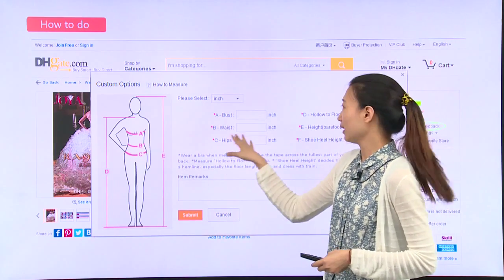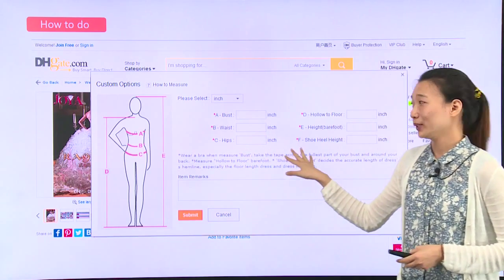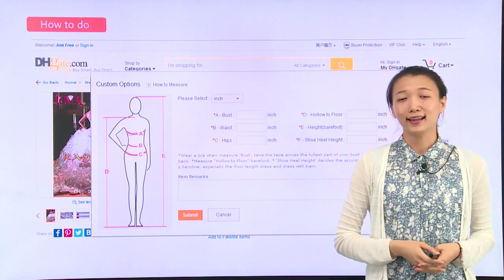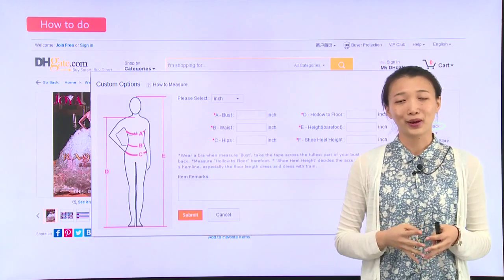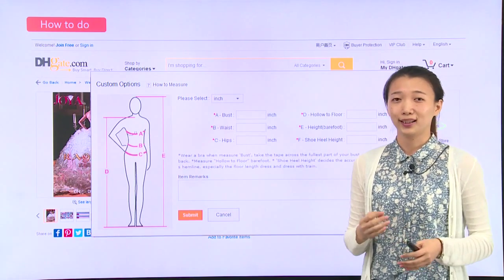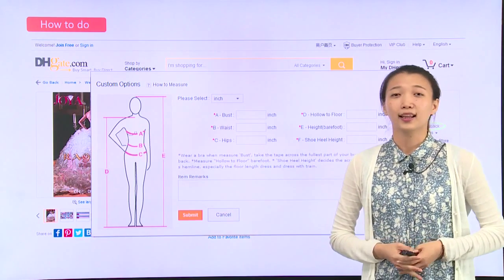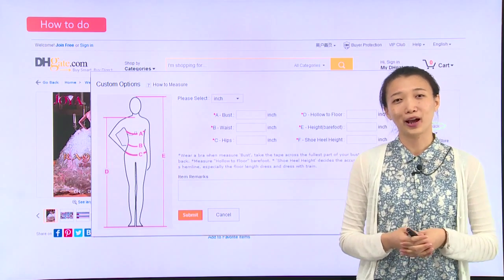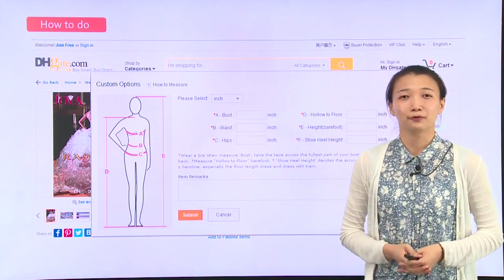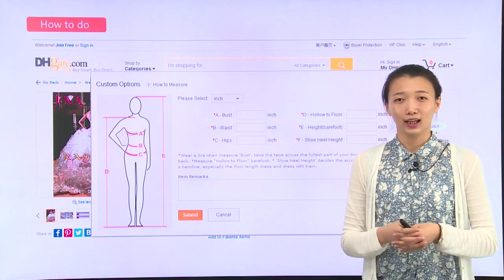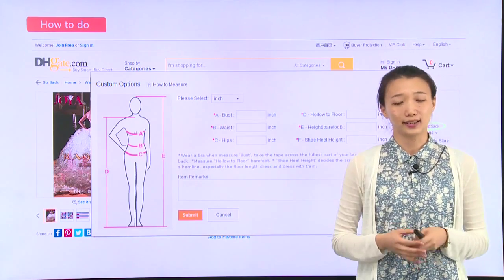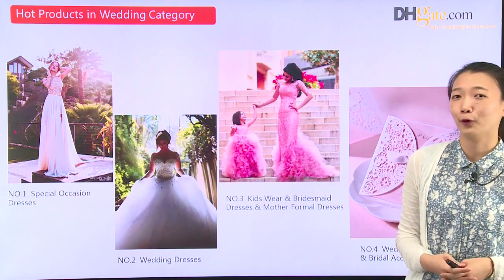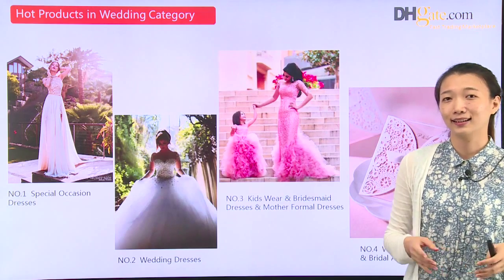So she put in the data according to her shape, and then she clicked Submit. Then a custom-made service request was delivered to the artisan. Then the only thing my friend needs to do is wait for the package to arrive. Usually, it takes 15 days to deliver a wedding dress to our customers. While my friend was waiting for her dress to arrive, she searched for some hot products under the wedding line.